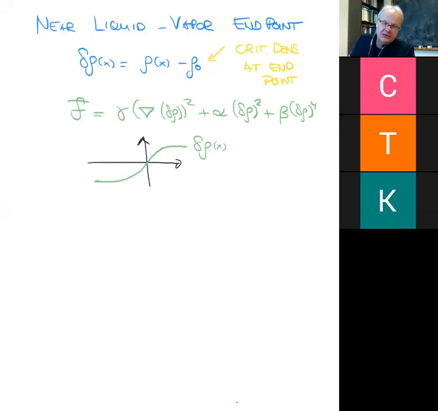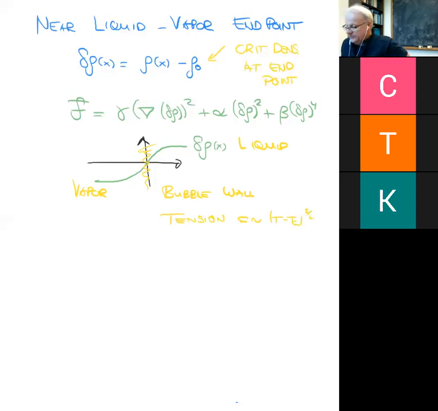And so on the left-hand side, it's underdense, so you're in the vapor phase. And out here, you're in the liquid phase, you're overdense. And in the middle, you have a bubble wall. And we saw that the bubble wall has a tension which goes as T minus Tc to the 3/2. And indeed, that's an important ingredient if you study nucleation of bubbles in water, that you get this out of the Landau theory.